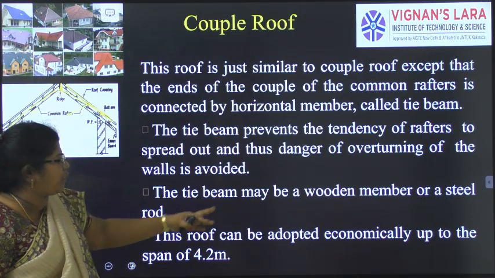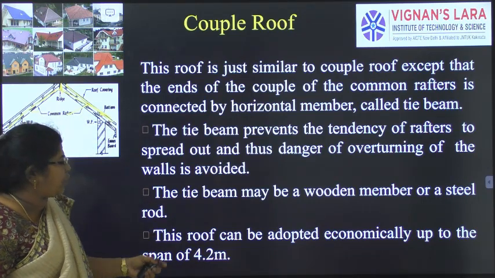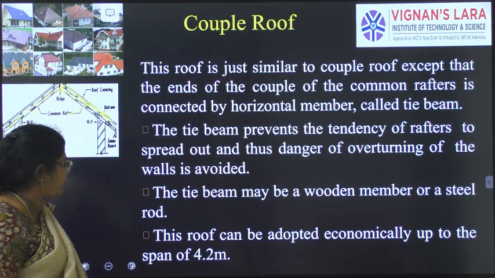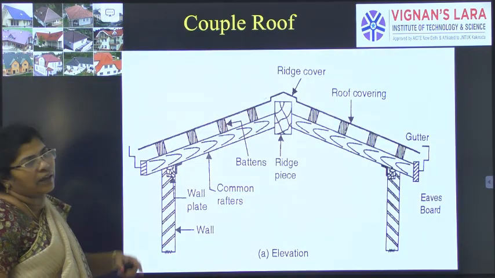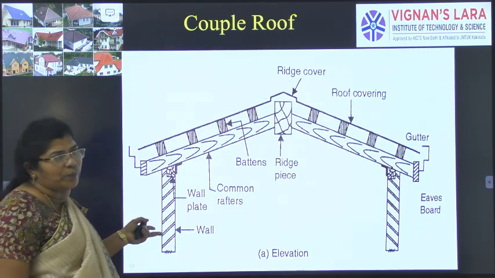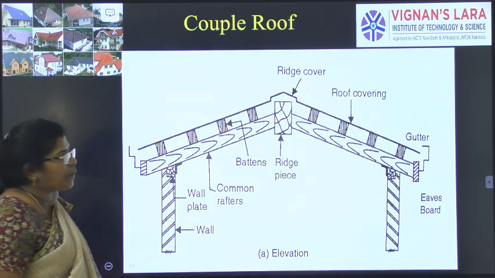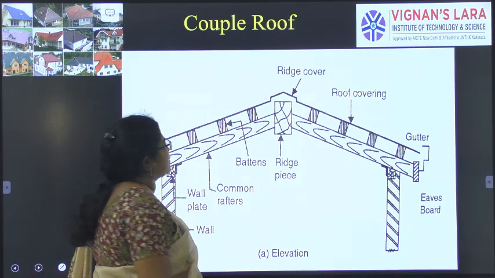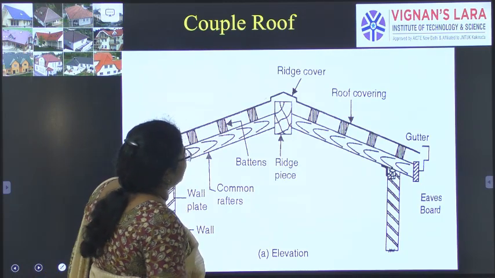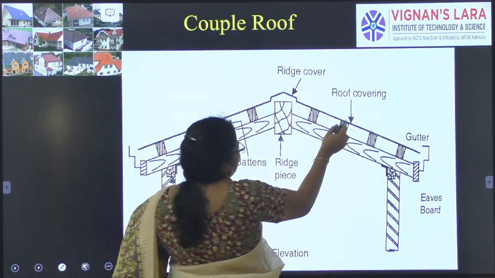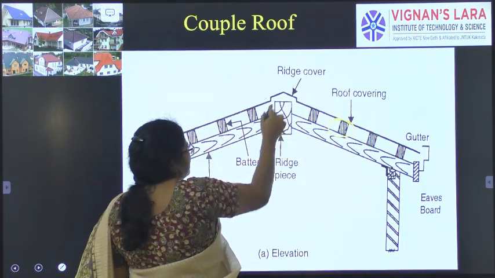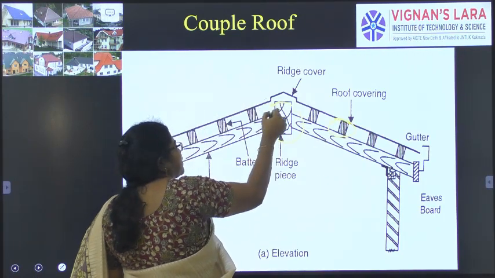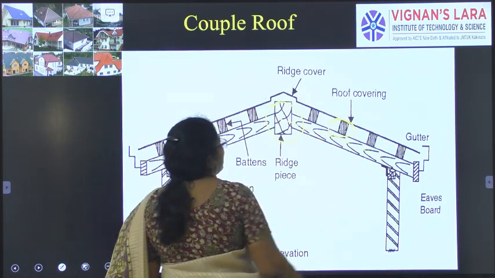The tie beam may be a wooden piece or a steel rod. This roof can be adopted economically up to a span of 4.2 meters. The first one, lean-to roof, is for 2.5 meters; this is for 4.2 meters. Mostly the pitched roof will go up to 5 meters. These are the battens, and this is the ridge piece, the main piece from where the two slopes are covered.